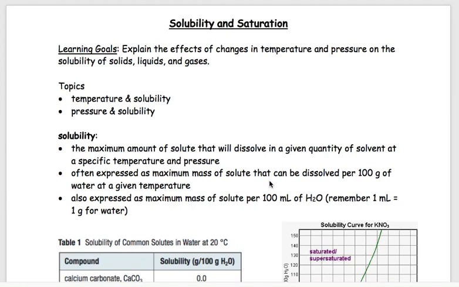Welcome to the solubility and saturation lesson. So today we're going to be analyzing how temperature and pressure affect solubility. So again, solubility, we've been studying this, is the ability to mix the solute into a solvent.